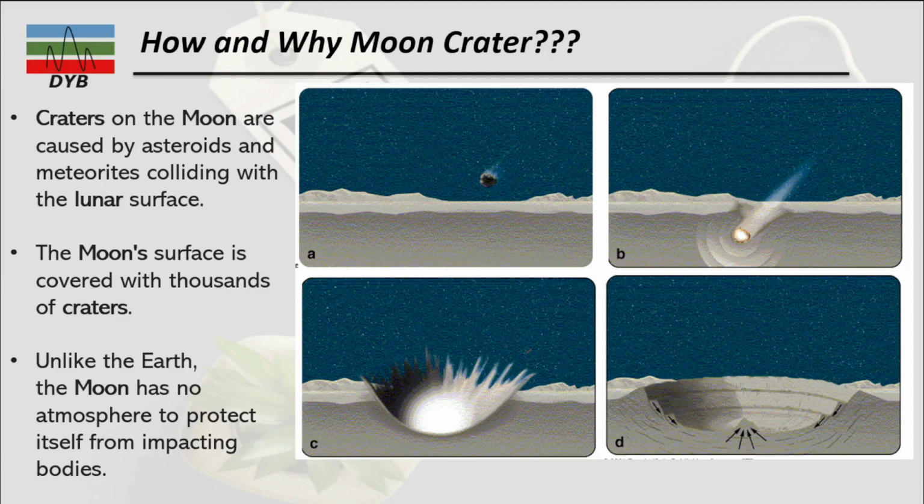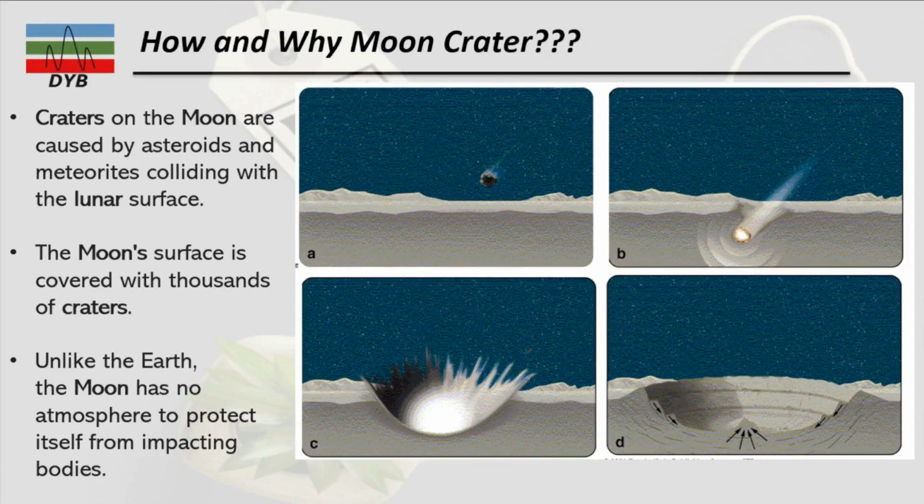And if you look at the number of craters we have on the surface of the moon, there are thousands of craters. Unlike the Earth, the moon has no atmosphere to protect it from impacts. There are a lot of meteorites which come into the orbit of the Earth, but the atmosphere protects us and reduces the speed of the meteorites.